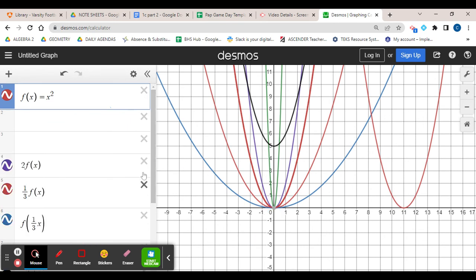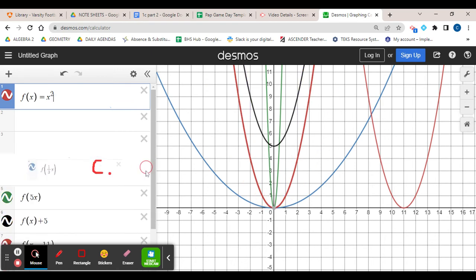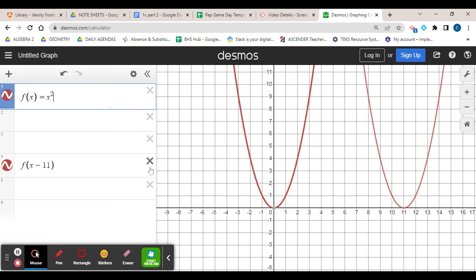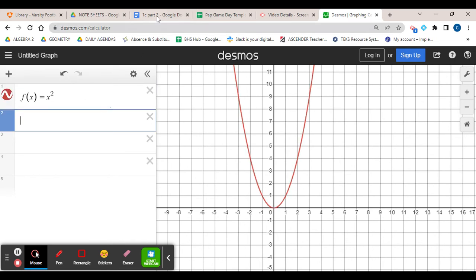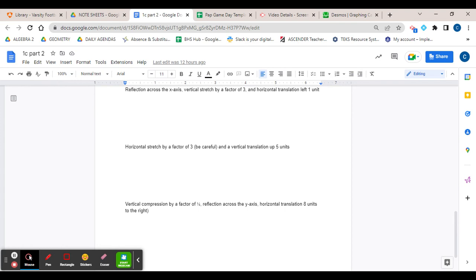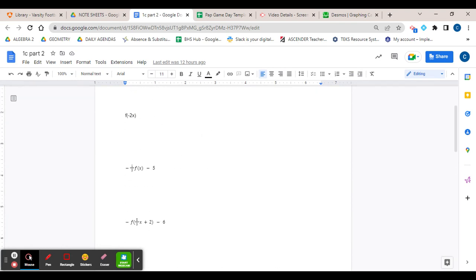So let's say we want to do something funky. All right, so we have f of x equals x squared. Let's say we want to do one of the 1C part 2 notes, right? So let's say we want to look at this, f of negative 2x, right? And so we said on this one right here that we had a horizontal compression and a horizontal reflection.